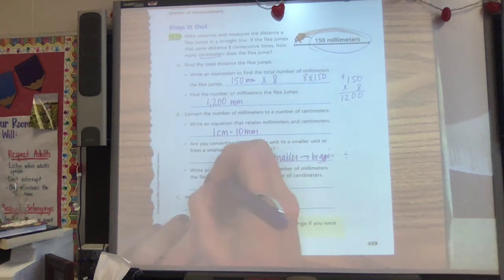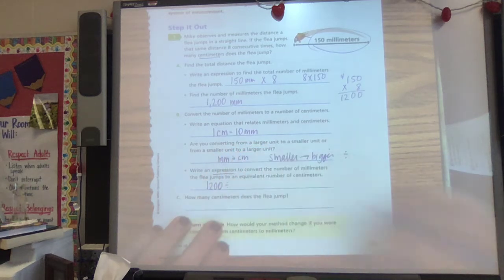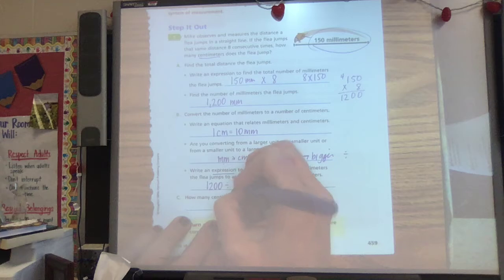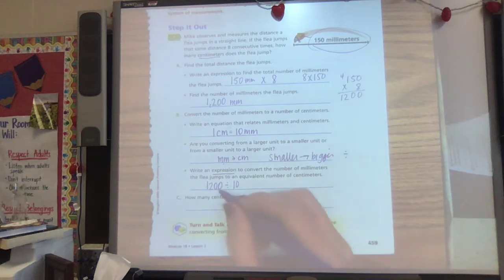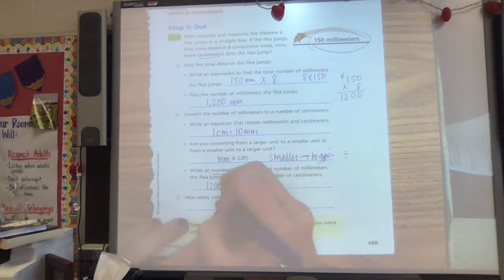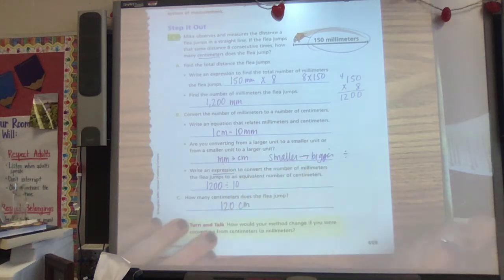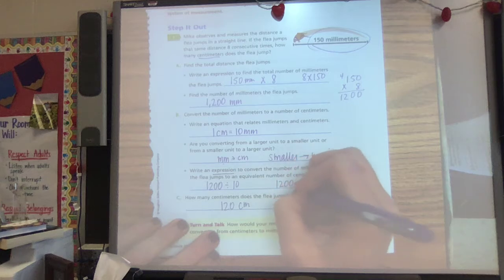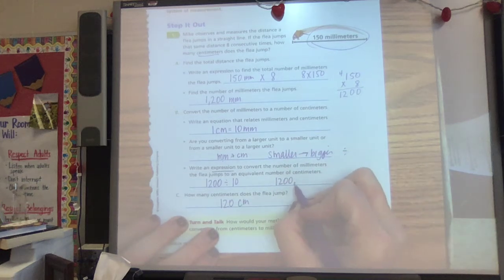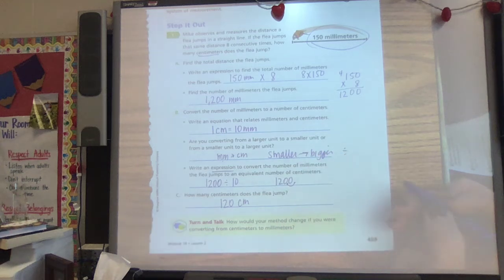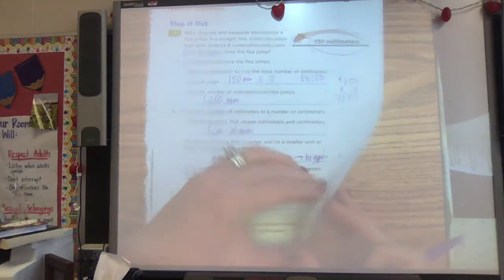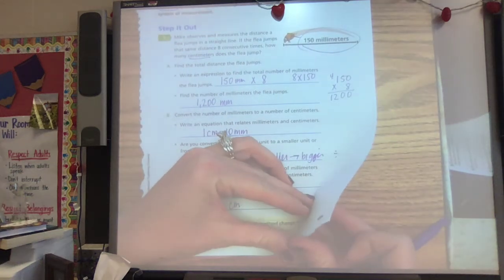So now we need to write an expression to convert that. So we're going to divide 1,200 by 10 because that's what we know about them. And I can easily do that in my head. 1,200 divided by 10 is going to be 120 centimeters. We know that there's always a decimal here. Move it backwards 1, like dividing by 10, and that gives us 120. Or you could work it out. Okay, so let's turn the page and see what's next.